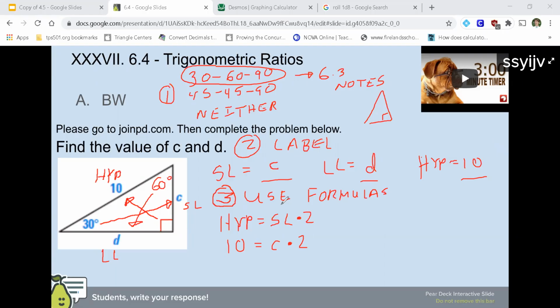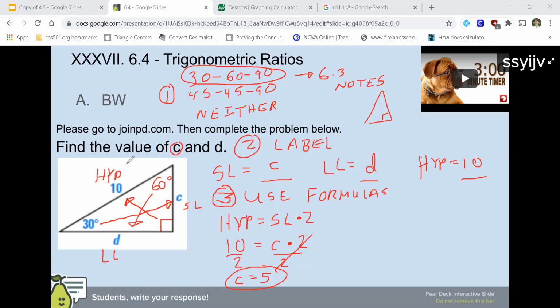All right, what do I do next? Divide by 2. I want to get C by itself, right? My goal is to find the value of C. So to get C by itself, I'm going to divide by 2. That way the 2's will cancel, and I'll get 10 divided by 2 is 5. All right, I'm not done yet. I also need to find the value of D.